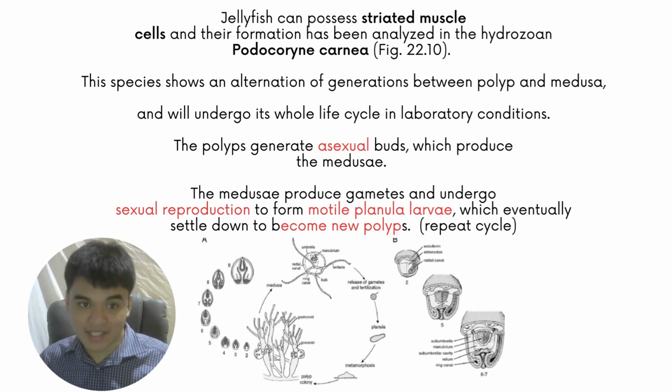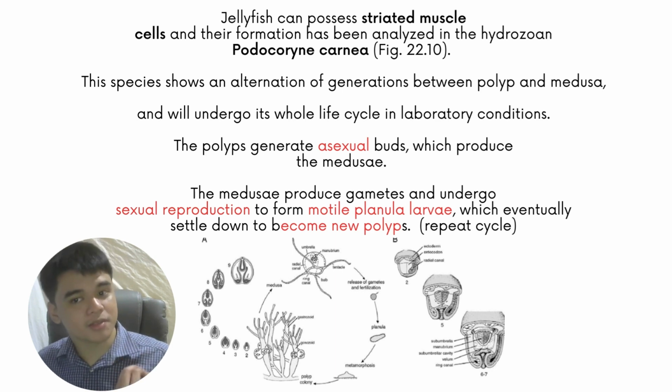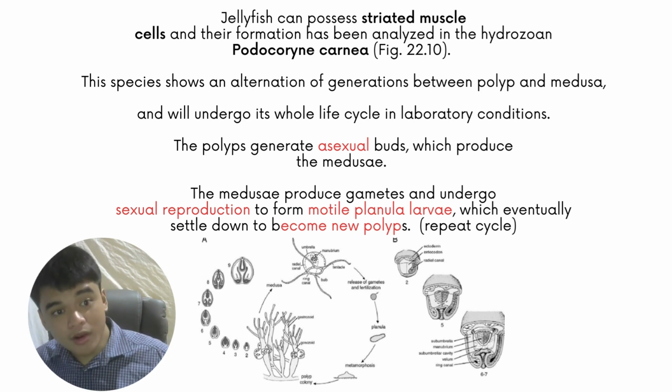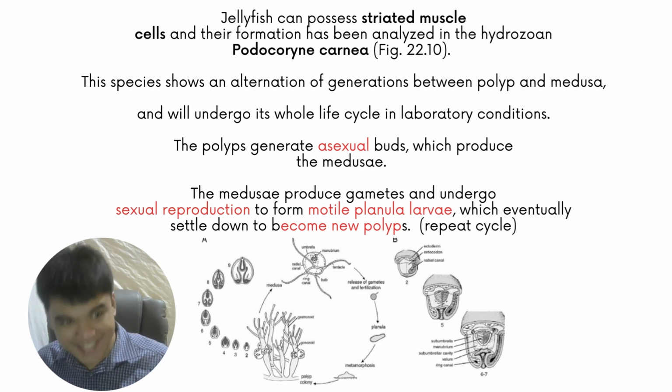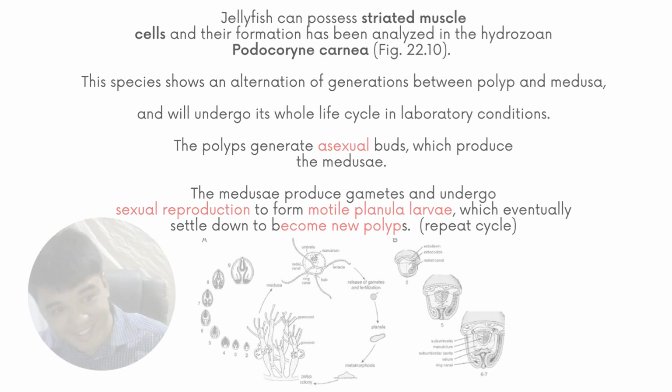So now the confusion continues with the jellyfish, which has striated muscle cells, specifically Podocoryne carnea. They can do a complete life cycle in the laboratory. Okay, that makes it simple. No, the polyps have asexual buds which produce medusae. Medusae do sexual reproduction to create a planula larva, whose cells then become new polyps, which is asexual once again. The cycle repeats. Now, why is this confusing? Okay, tell me, are the jellyfish sexual or asexual? You're about to answer both, aren't you? Yes. That is why it's also confusing what kind of animal they are.